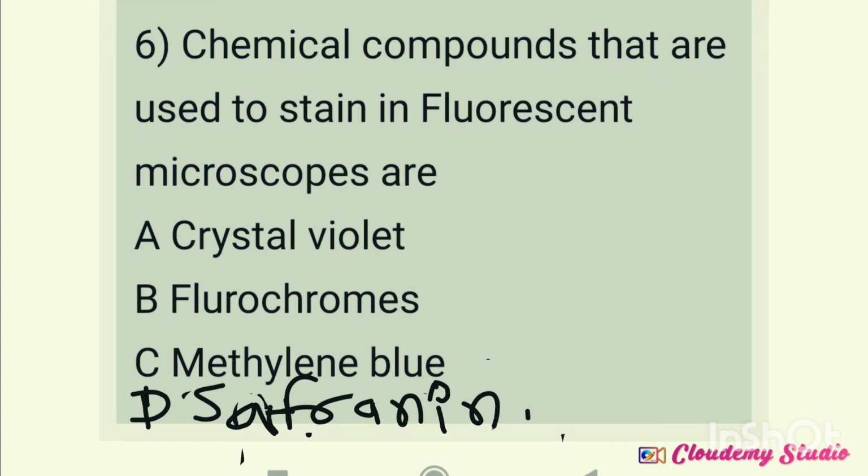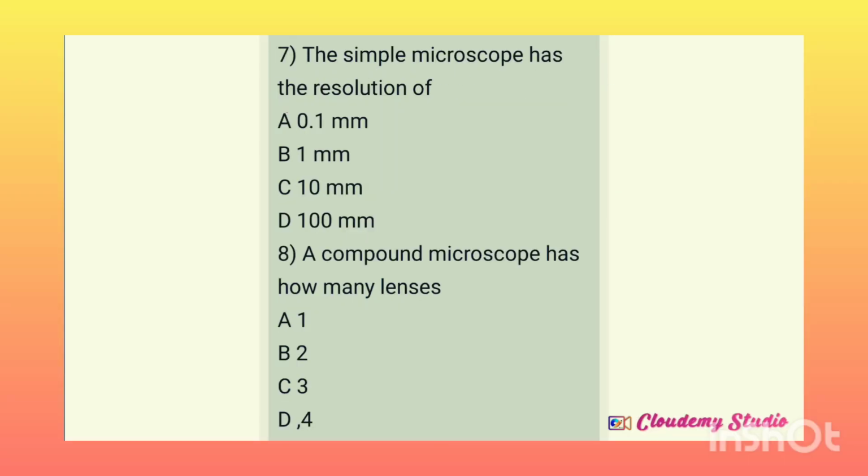Chemical compounds that are used to stain in fluorescent microscopes are A option crystal violet, B fluorochrome, C methylene blue, D safranin. The answer to this question is fluorochromes. We know that fluorochromes are the fluorescent dyes which are used to stain the specimen in fluorescent microscopy. The simple microscope has the resolution of A option 0.1 millimeter, B 1 millimeter, C 10 millimeter, and D 100 millimeter. The answer to this question is 0.1 millimeter.